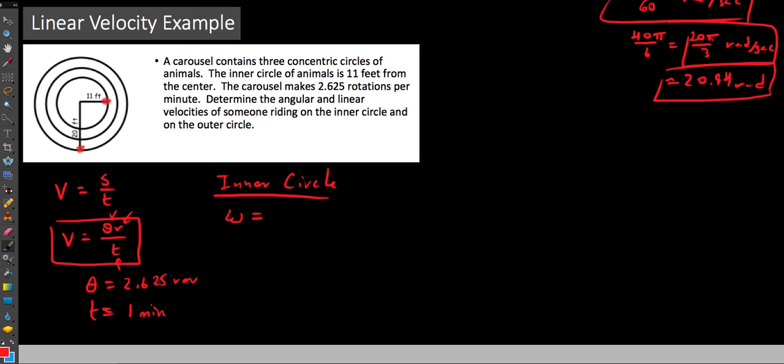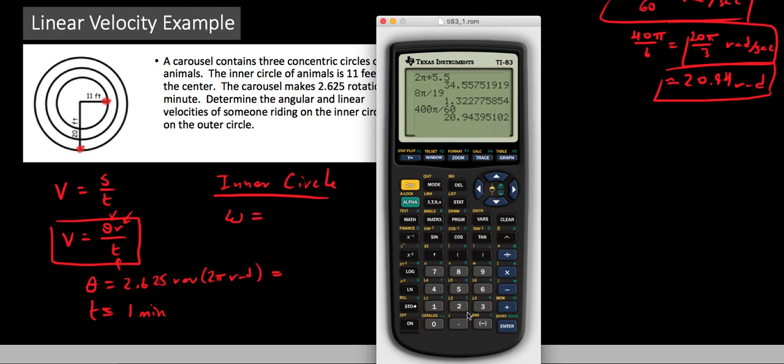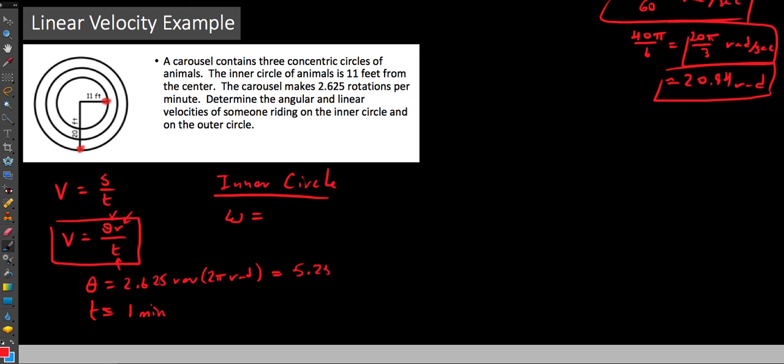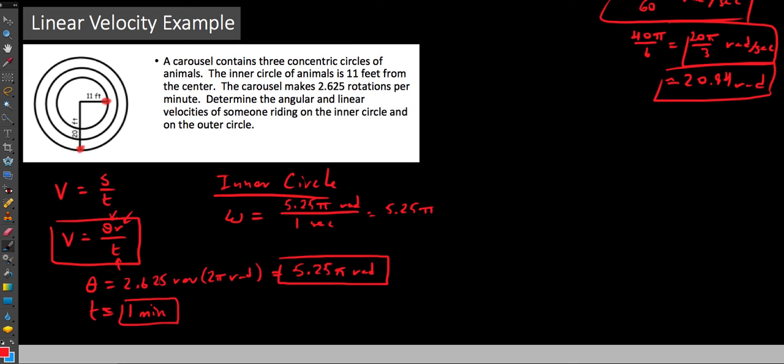Okay, so looking at our angular velocity here, making sure that we're converting this into radians first, we'll take this times 2 pi rad. Our angle, 2.625 times 2 is 5.25, so we get 5.25 pi rad. These are our 2 initial measurements here. Let's go ahead and load these up. And so 5.25 pi rad for 1 minute would be our angular velocity here.